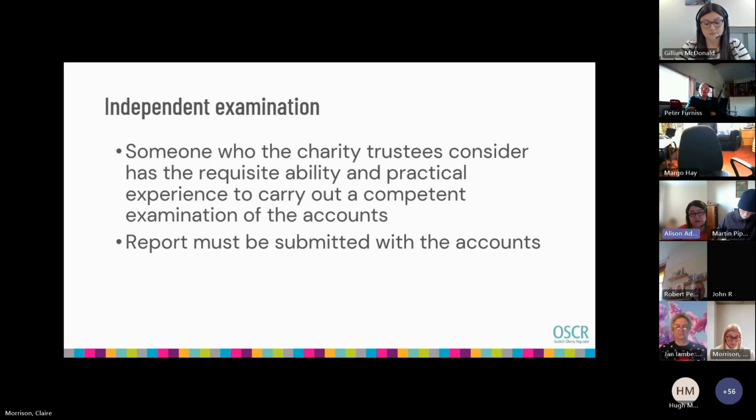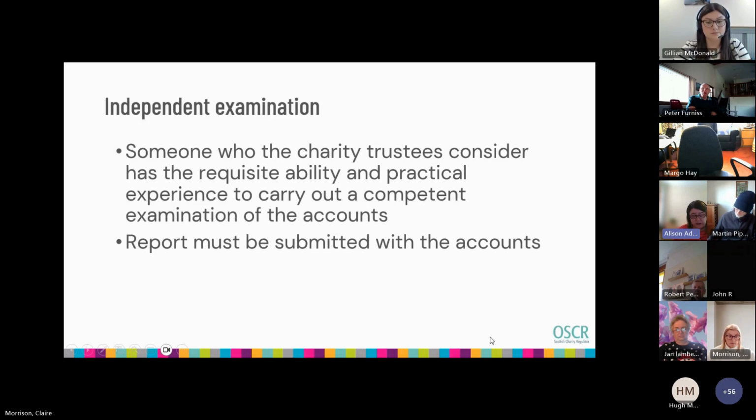The independent examination of receipts and payments accounts must be carried out by someone independent of the management and administration of the charity, and who the trustees believe has the required skills and experience to carry out a competent examination of the accounts. Where receipts and payments accounts are prepared, this does not necessarily have to be a qualified accountant. In deciding who might have the required skills, charity trustees should take into consideration the degree of complexity of the charity's accounts. The more complex the accounts, the more experience the independent examiner will require.